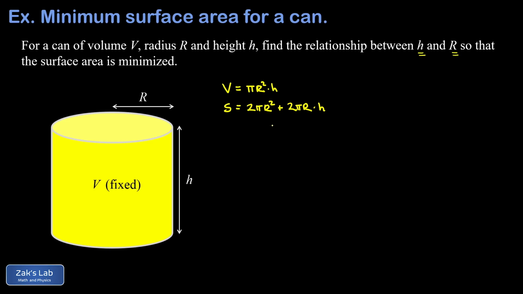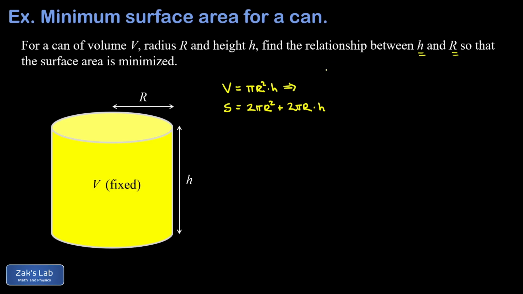Unfortunately, it's expressed in terms of two different variables, r and h. And this is where we need to go back to the volume formula and solve for one of those variables in terms of the other, so we can do a substitution and get the surface area expressed in terms of a single variable. Now, because r is squared in the surface area formula, I think it's best if we solve for h and just sub that out in terms of r.